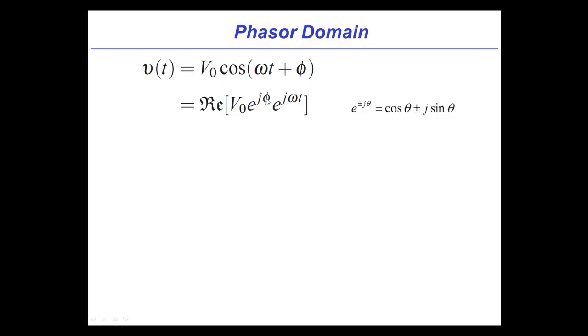Then e to the j phi times e to the j omega t is the same thing as saying, because when you multiply them, you just add the exponents, e to the j omega t plus phi, which is what this is. You see? Yep, got it. So we're just using this identity to recognize this. So far, this doesn't give us anything meaningful. It's just a little mathematical trick. It happens to be true that this is the case.